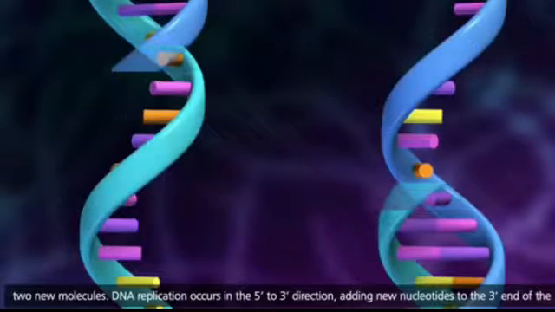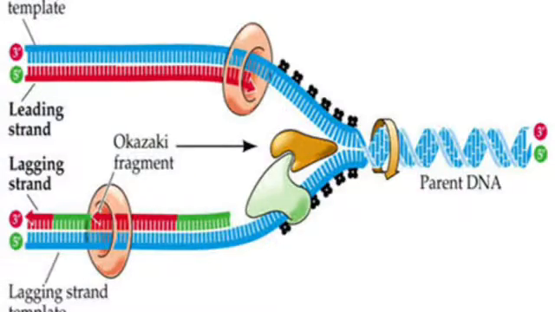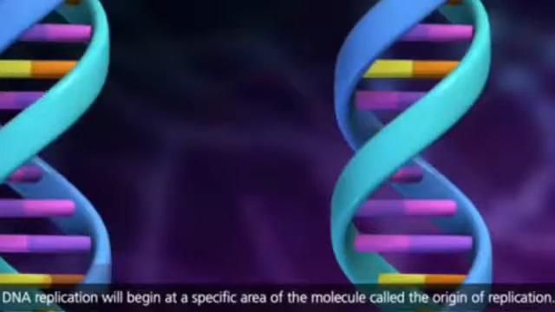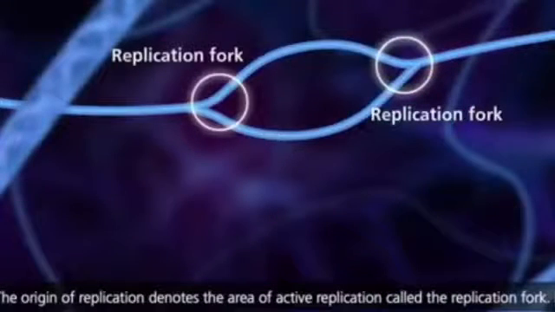DNA replication occurs in the 5 to 3 prime direction, adding new nucleotides to the 3 prime end of the newly formed strand. DNA replication will begin at a specific area of the molecule called the origin of replication. The origin of replication denotes the area of active replication called the replication fork.